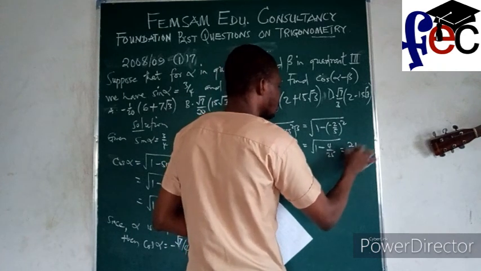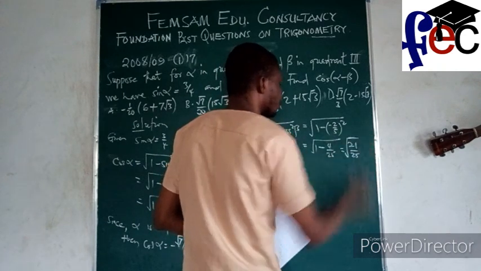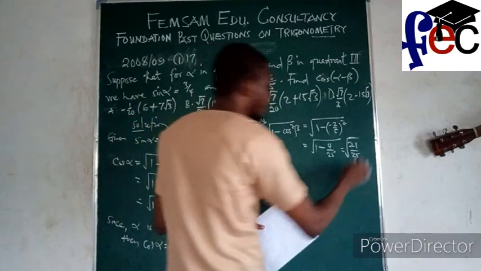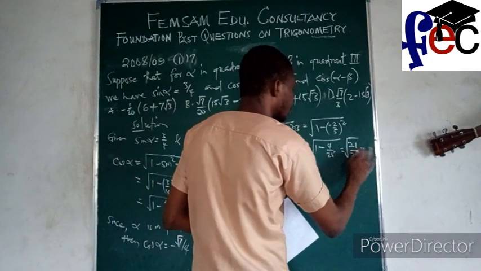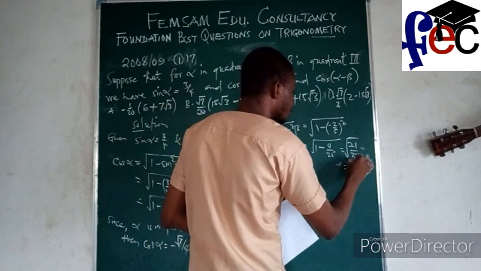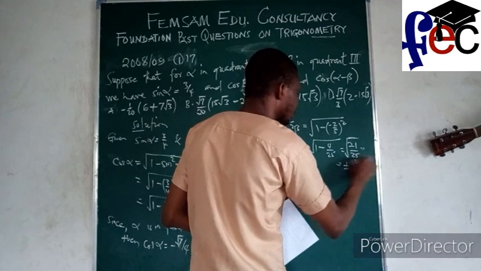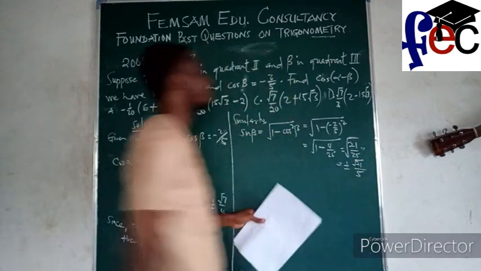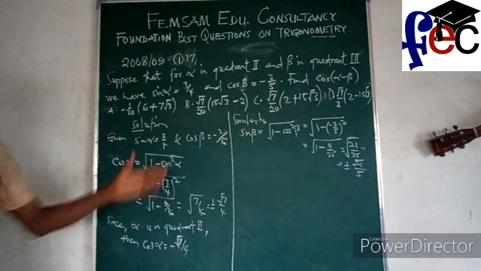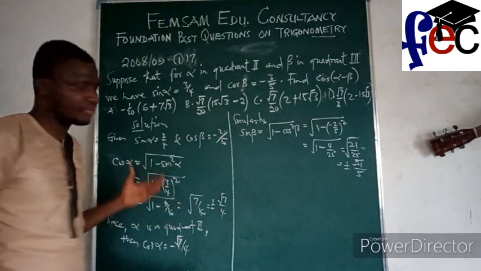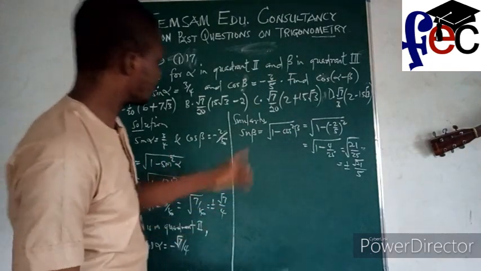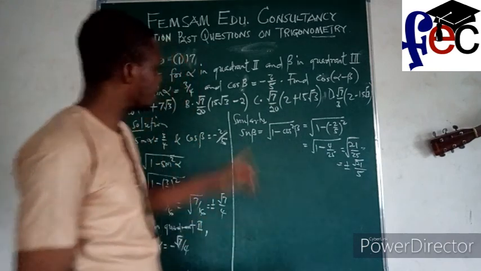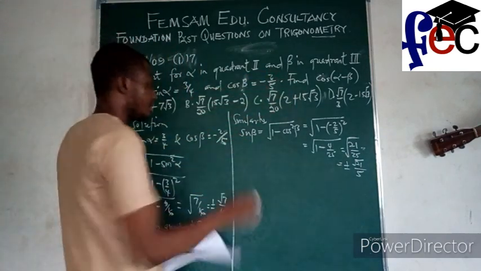21 over 25 square root. And of course, you know that that's going to be plus or minus square root of 21 over 5. Alright. I may still need to rub out some part because of my little space. But is that my final answer? No, they gave me the condition of my beta.